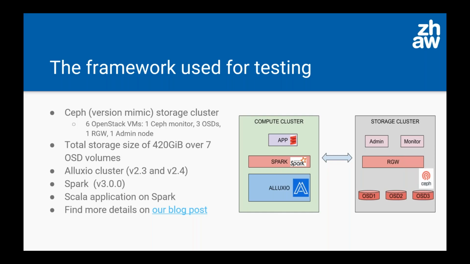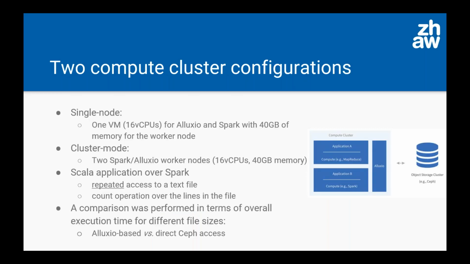What exactly this Scala application was doing is specifically accessing a text file, counting the lines over the file, and then giving out the amount of lines that was found in the file. This Scala application was run over Spark, and it was either run on Alluxio or directly towards the backend storage that was Ceph. As it concerns Alluxio, we tested two cluster configurations.